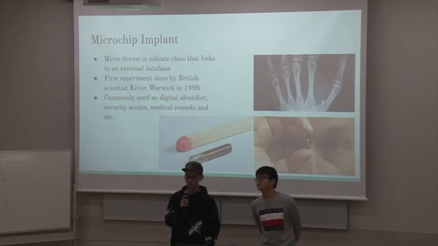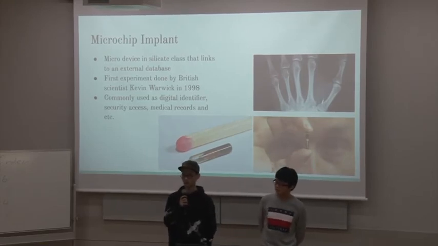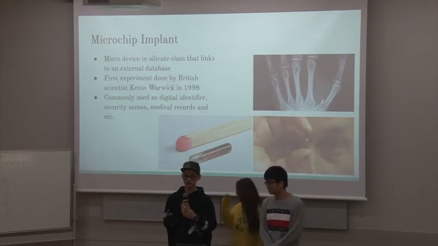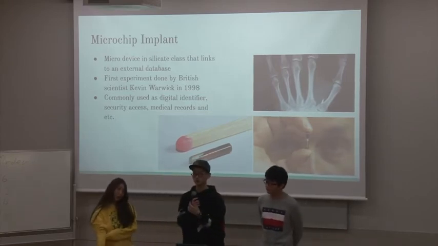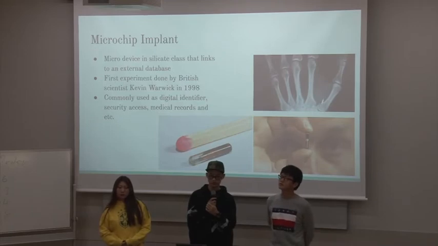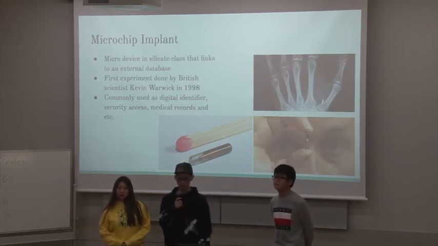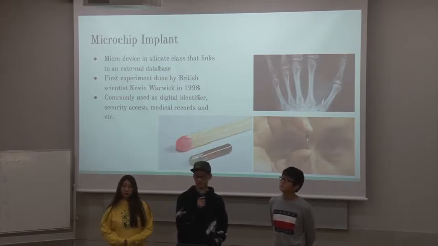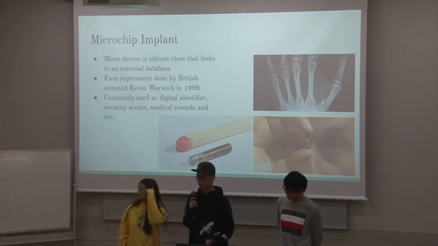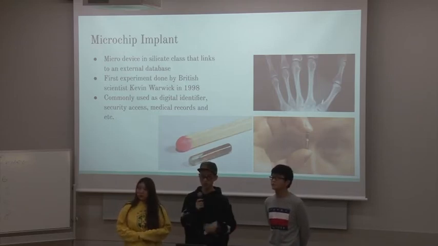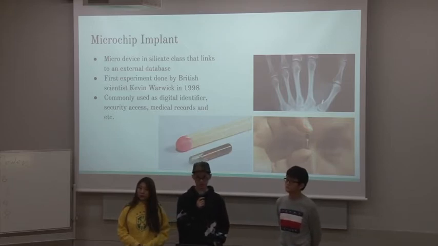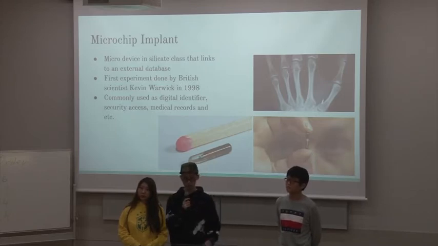First of all, I want to talk about what exactly a microchip implant is. For those of you who aren't familiar with it, it is a micro device put inside a silicate container, and people usually have surgery to put it under the skin of their hand. The first recorded experiment was done by a British scientist called Kevin Warwick in 1998, at a conference I think. He wanted to illustrate this technology to other scientists, so a few days later he had surgery to take the microchip out. Nowadays it is most commonly used as a digital identifier for security access or medical records, and there are a lot of other uses, which we'll talk about later.